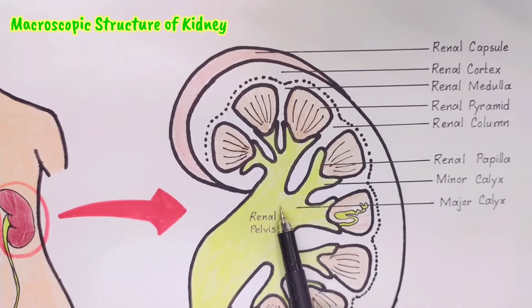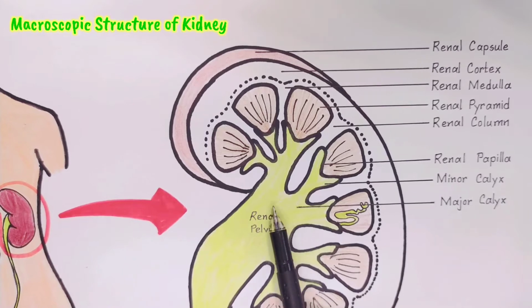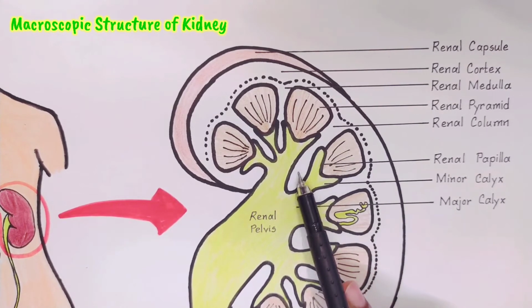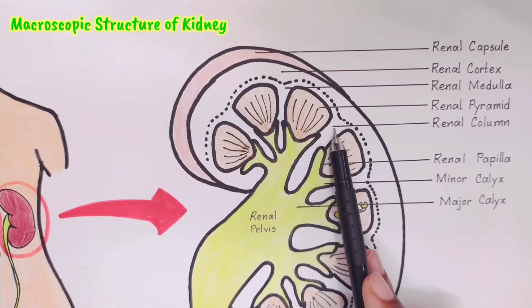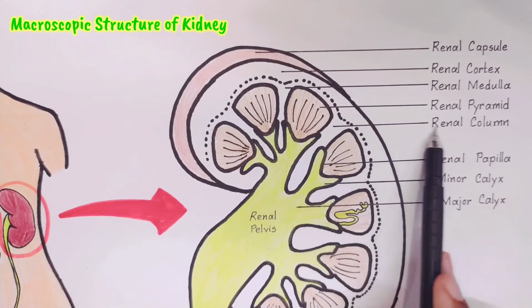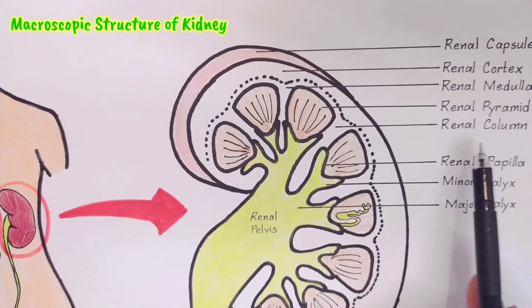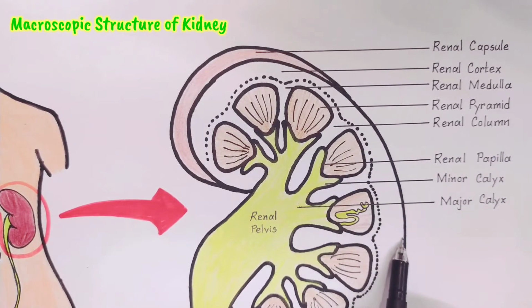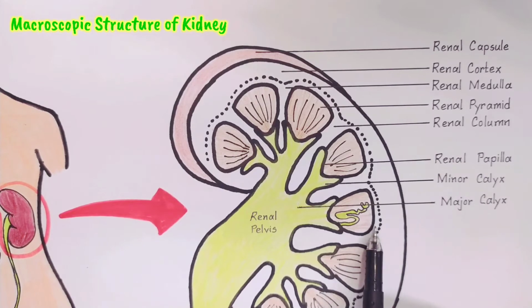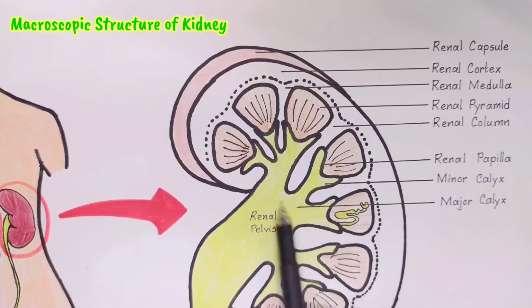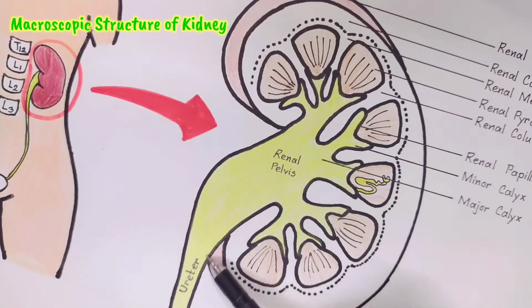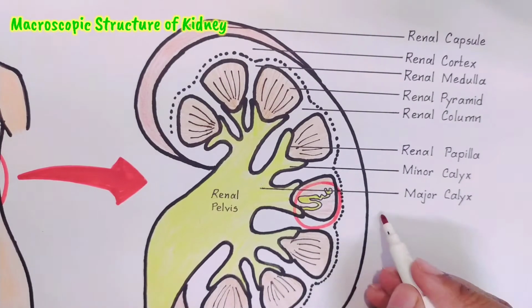The renal cortex consists of renal columns and cortical arches. Renal columns extend to the renal sinus between the adjacent renal pyramids. Cortical arches intervene between the bases of the pyramids and the surface of the kidney. Further, the renal pelvis is continued as the ureter.